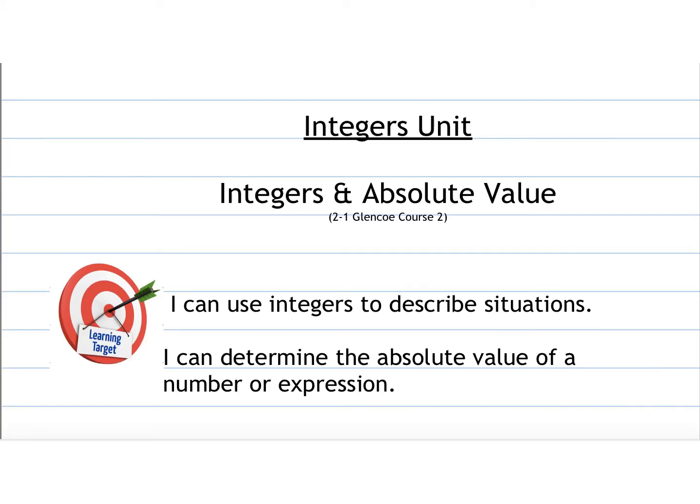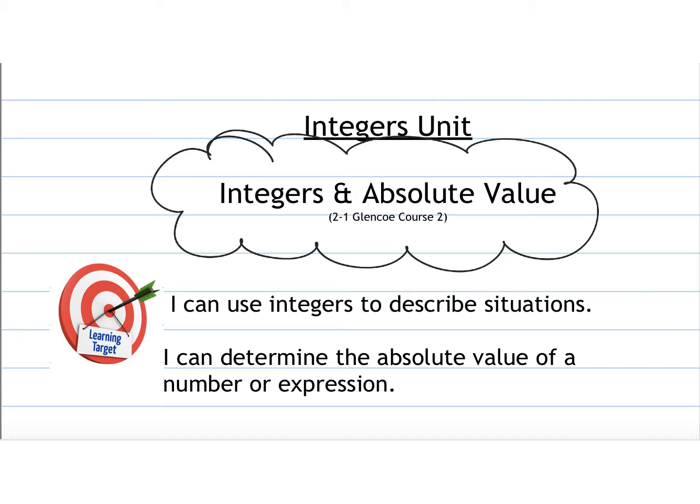Hi, sixth graders. This lesson is on integers and absolute values, so make sure you label the top of your page correctly with integers and absolute value. We're just starting Unit 6, so you might want to put Unit 6 at the top so you know that this part of your notebook is now going to be Unit 6. Our learning targets are being able to use integers to describe situations and being able to determine the absolute value of a number or expression.